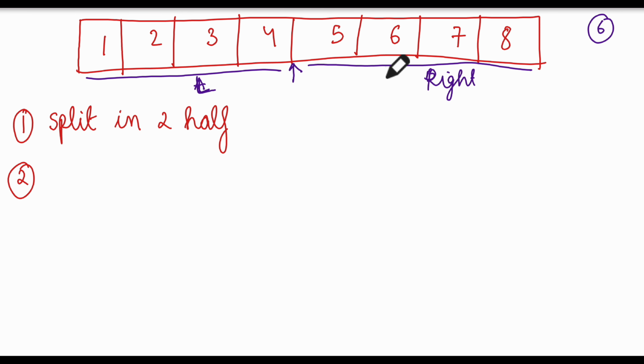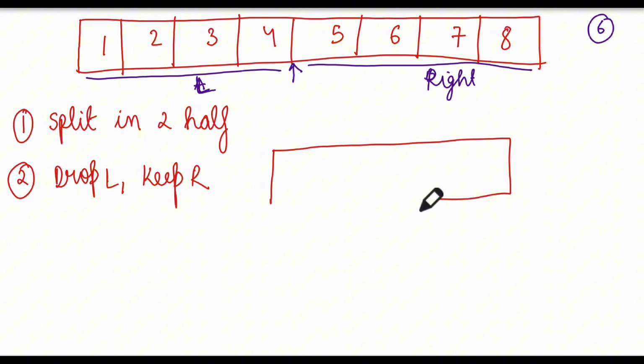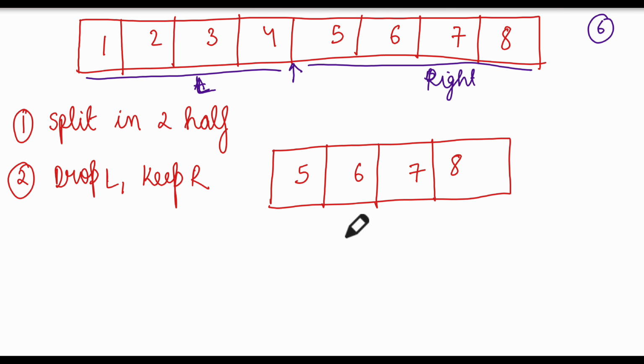6 is lying in the right part of our split, so we will drop the left part and keep the right part. Once we keep the right part, what is my right part now? It will look something like this: 5, 6, 7 and 8. Now I will repeat the step.